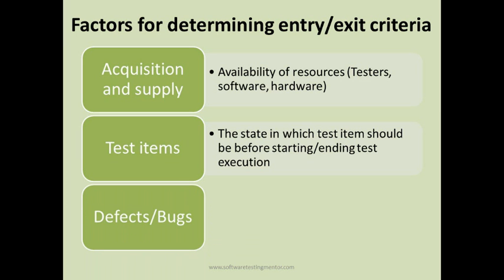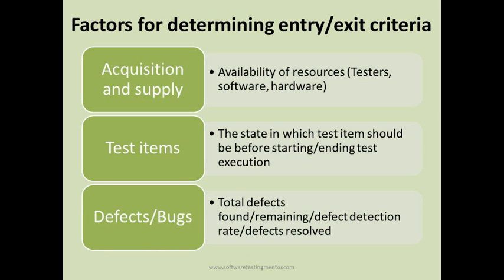Third is the defects or bugs. So total defects found in that particular test release, how many have been fixed, how many are still remaining, what was the defect detection rate, how many defects were deferred. All this information is also a factor to determine whether we can enter the next phase of testing or exit the current phase of testing. For example, if you are doing functional testing and there are still 10 severity 1 defects that need to be fixed, you cannot exit the functional testing phase and enter into the system testing phase. So defects and bugs also determine the entry and exit criteria of the testing.